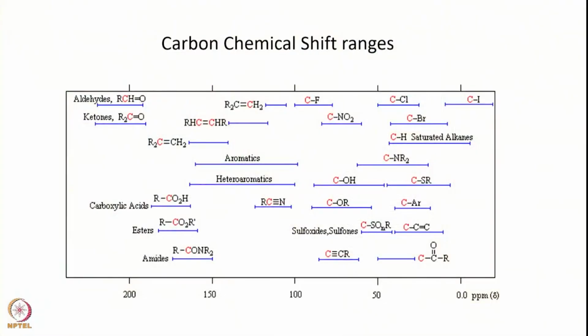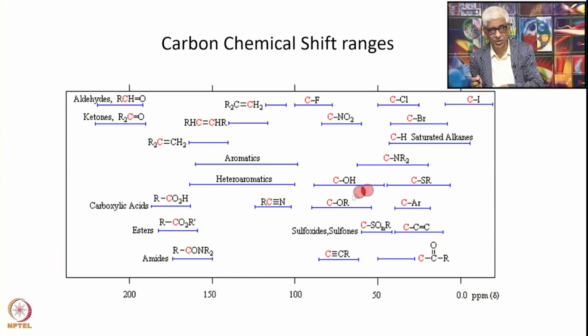Now similarly, as for the proton, you can also have the carbon chemical shifts. The carbon has a much wider range of chemical shifts. While proton goes from 0 to 10 or 12 ppm, carbon goes from 0 to 200 or 230 ppm. Quite a wide range of chemical shifts you have here. And once again, depending upon the nature of the carbon, you have different kinds of chemical shifts.